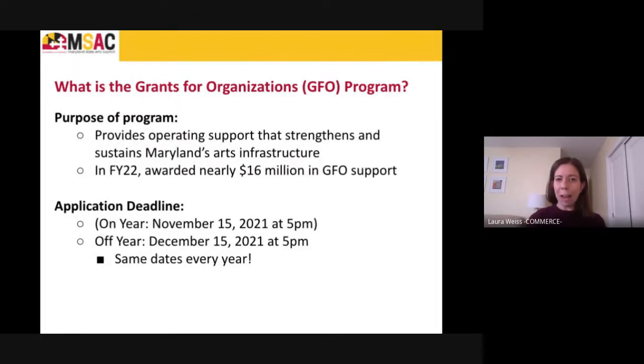You are probably all very familiar with the GFO program at this point, but as a starting point, the purpose of the program is to provide operating support that strengthens and sustains Maryland's arts infrastructure. So this is the general operating program. For FY22, the current year that we are in, we awarded just under $16 million in GFO support.